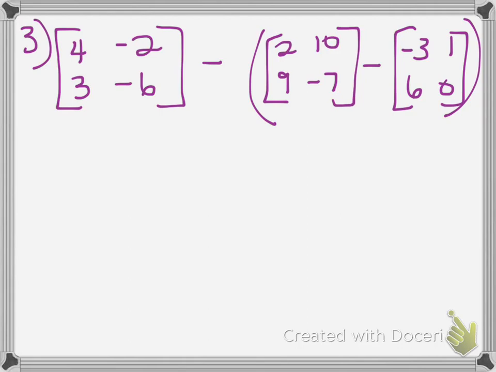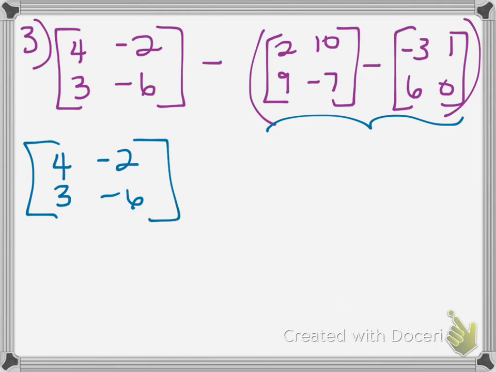Now, what I'm going to have to do first is handle what's inside here. So I'm just going to go ahead and rewrite this first matrix because there's nothing I can do with it just yet. And then this second matrix, I am going to go ahead and add the opposite. Okay, and 0 is neither positive nor negative.